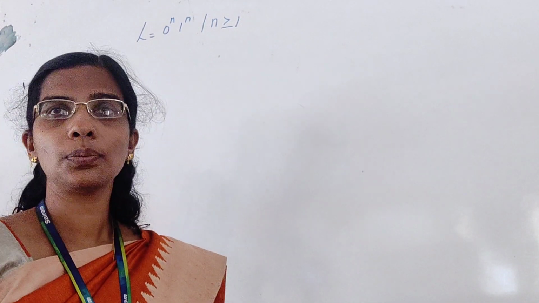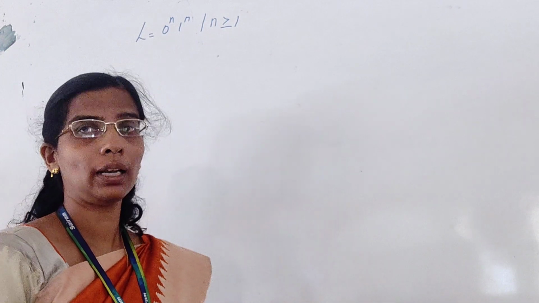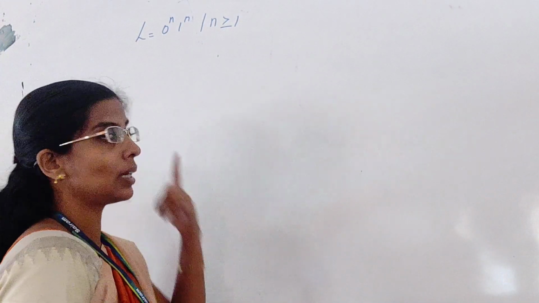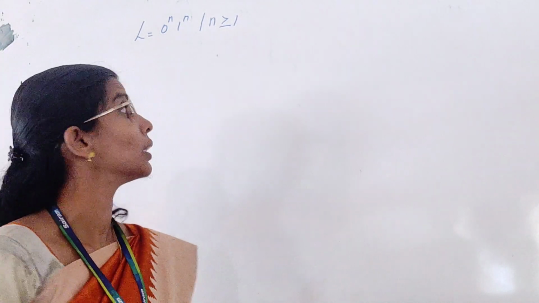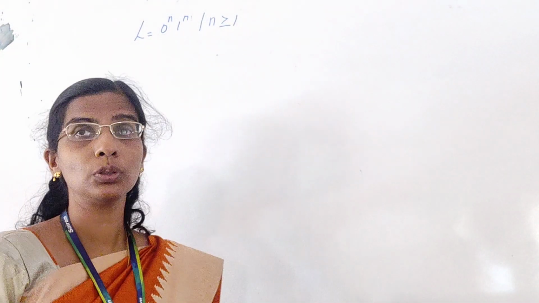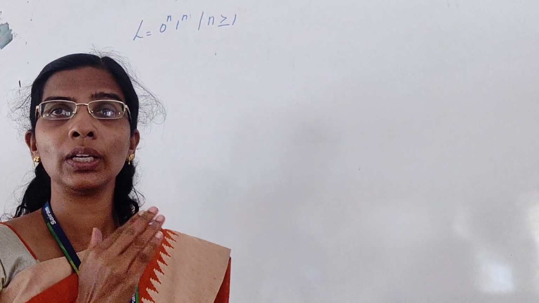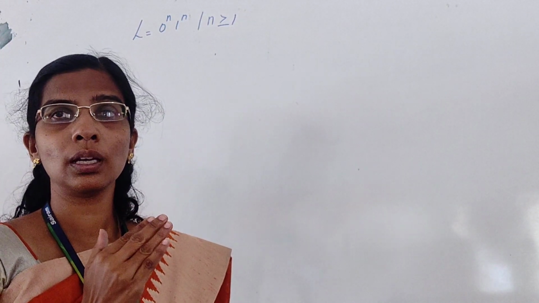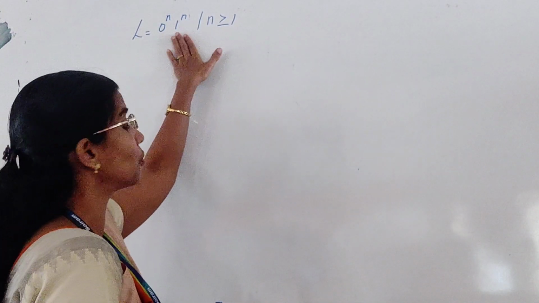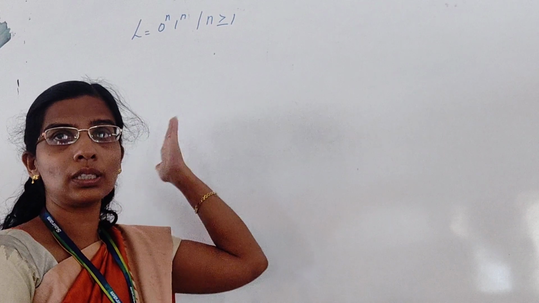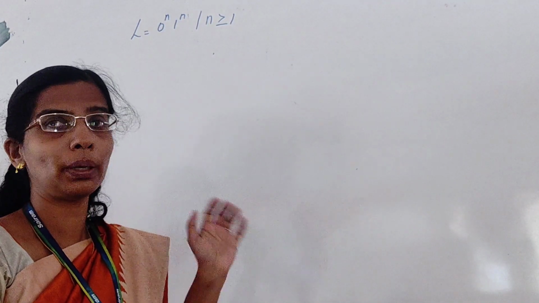Hi students, in this video we'll discuss designing a Turing machine for the given language. You can see this language L is equal to 0 to the power n, 1 to the power n such that n is greater than or equal to 1. This language says it should have equal number of zeros and ones, and at the same time I have to follow the ordering. First zeros followed by 1. I cannot change this order. First I should have zeros followed by 1.